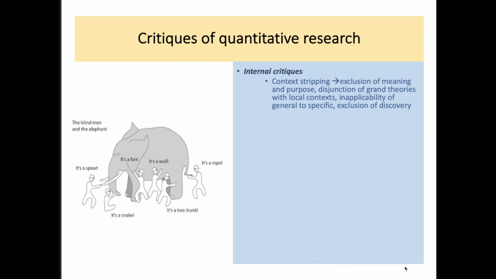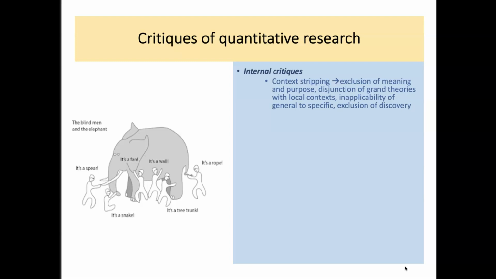So some of the internal critiques of positivism included the critique that positivism caused what Guba and Lincoln call context stripping. That is, in positivist work, you were meant to step outside of the boundaries of the context in which the phenomenon was occurring and study only the phenomenon itself with all other variables pushed to the side.